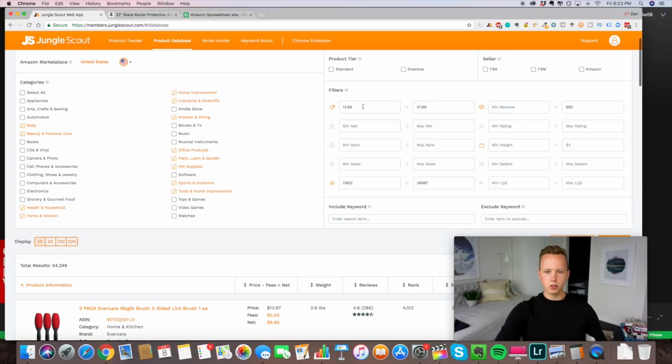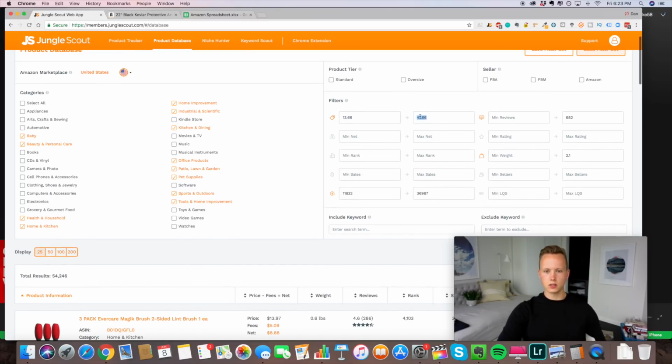So usually you would want to put in here maybe between $13.66 and like $20-ish, and then you'd kind of go up, so then 20 to maybe 24 or 25. So instead of doing this, this is like the whole range right here, just to show you guys what a good range is. When you get towards the top end of this price right here, that's where the really profitable products are, although they are more expensive to source, because usually it's much higher barriers to entry.